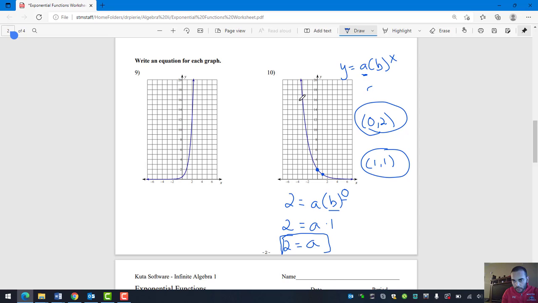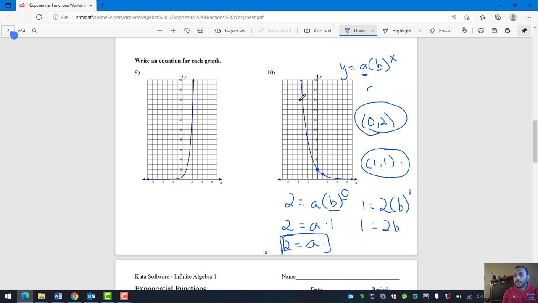Okay, so let's rewrite this equation with all of these pieces. With this point, y is going to be equal to 1. a is equal to 2. I still don't know what b is equal to, but in this case, I'll plug in 1 for x. Okay, so I try to simplify this and solve for b. I got 2 times b raised to the first power. b to the first power is just plain old b. So when I simplify the right side, it's just 2 times b. This is still equal to 1.